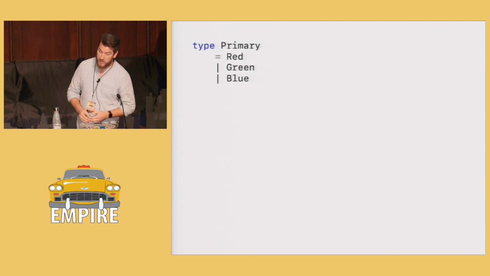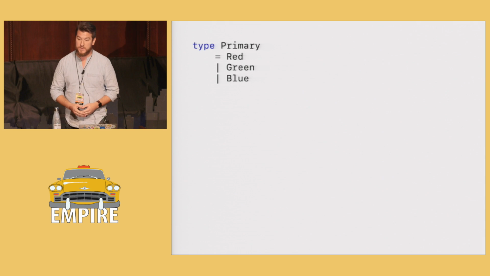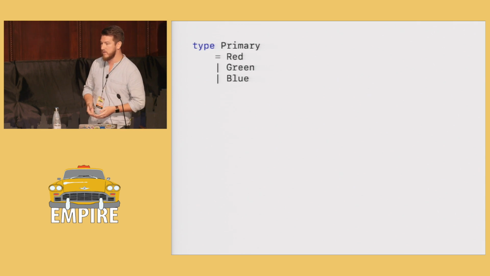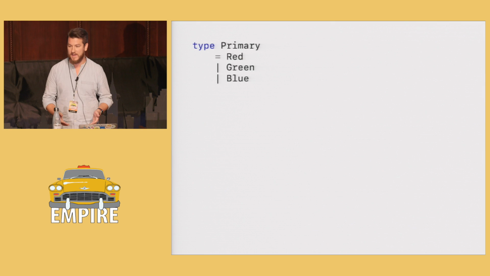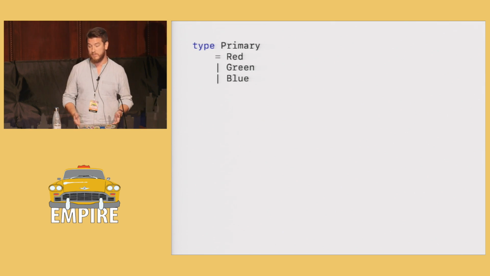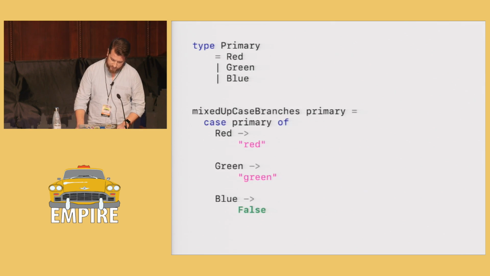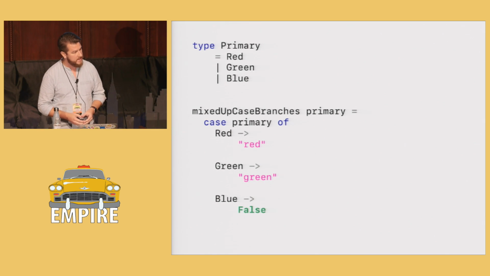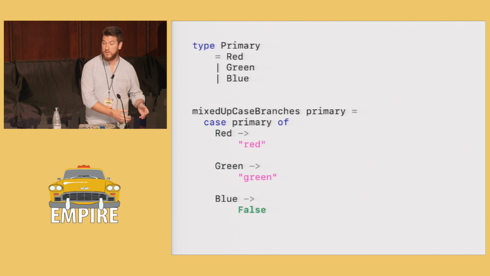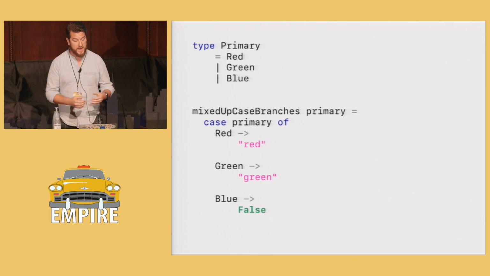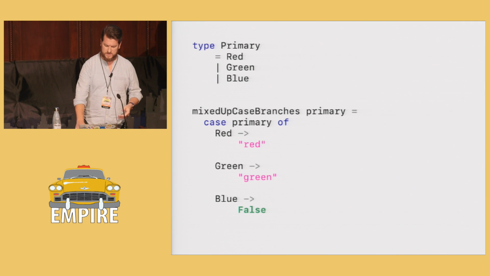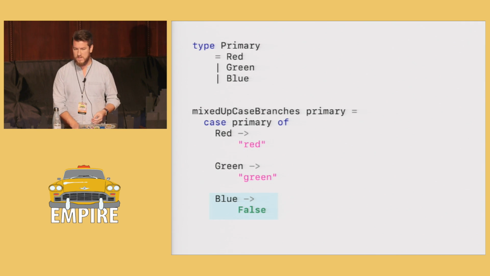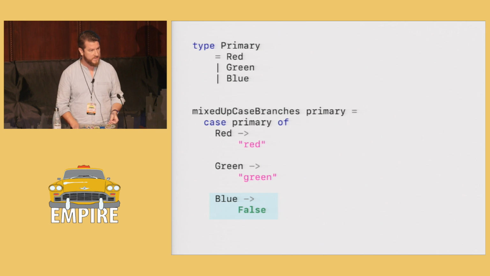Another awesome feature of Elm are unions. Here we've defined a type called primary, and its values can be either red or green or blue. Nothing else. Those are the only values that primary could ever have. If we tried to write a function that takes in primary, we could switch over it. And in one case, we could say when we get a value of red, let's return a string of red. A value of green, return a string of green. A value of blue, return false. That seems like it might cause some unexpected behavior.